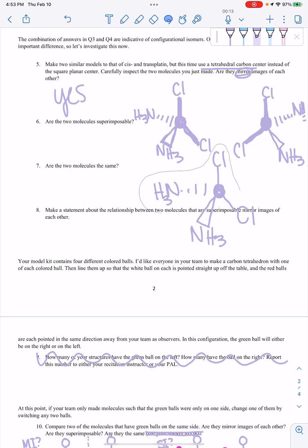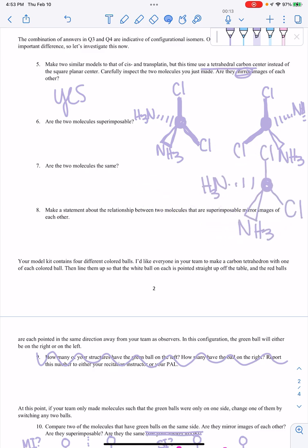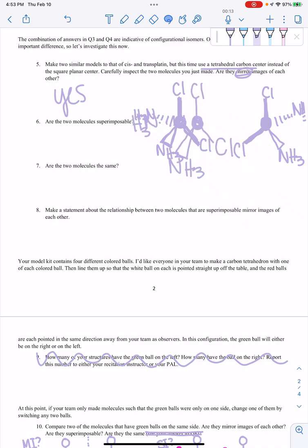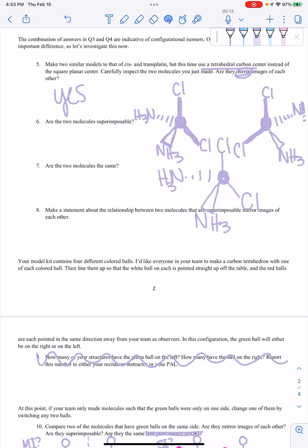And so we can take this model, and this is the exact same one on the right, just slightly rotated a little bit. And we can see if we can superimpose it on the model on the left. What you'll notice is that the 2 chlorine groups definitely overlap. And then on the wedges and dashes, we have the amine groups. And so these two molecules completely overlap. So for number 6, they would be superimposable.